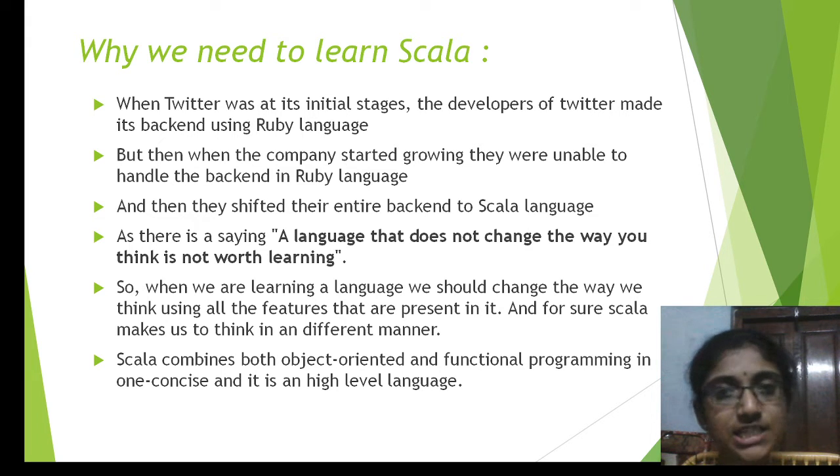At the initial stages of Twitter, the developers actually used the Ruby language for its backend. But later on, when the company started growing, the developers were unable to handle the backend using Ruby. That's when they thought to shift from Ruby to Scala, and now the entire backend of the Twitter platform is in Scala. This is because Scala had more facilities that really help developers manage their code.